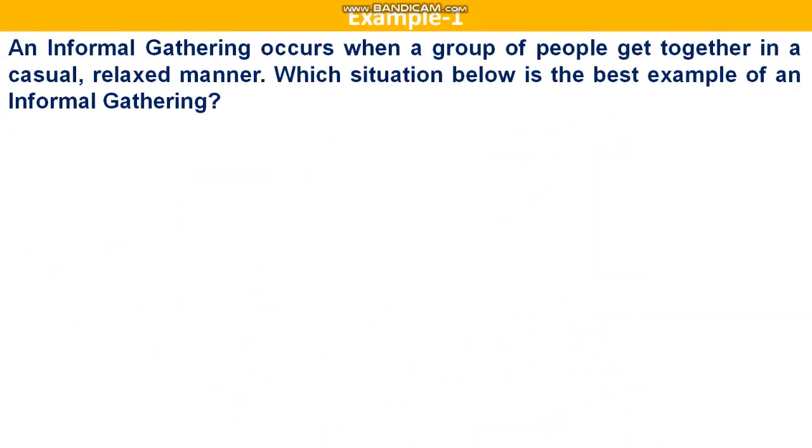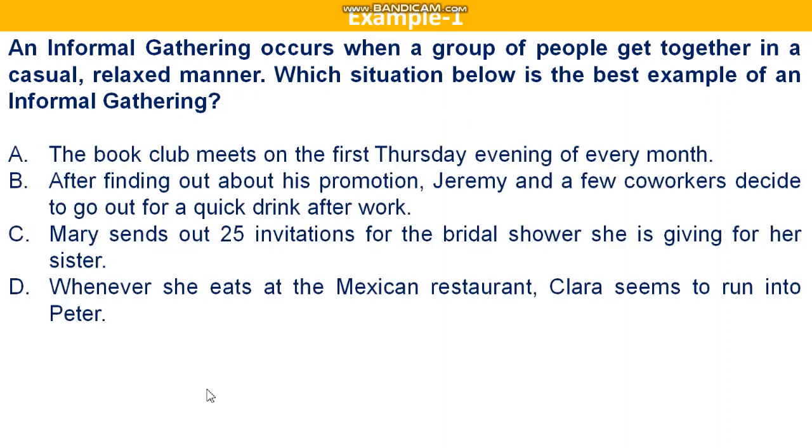Example number 1. An informal gathering occurs when a group of people get together in a casual or relaxed manner. Which situation below is the best example of informal gathering? So it is explained what do you mean by informal gathering of people. And from the options you need to identify the best example of informal gathering. These are the examples. I request you to pause the video and read the statement and look for which is the best statement that is giving the example of informal gathering.